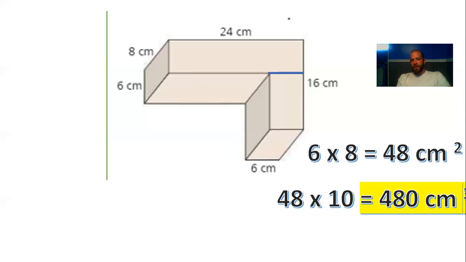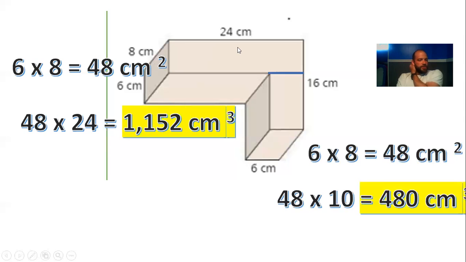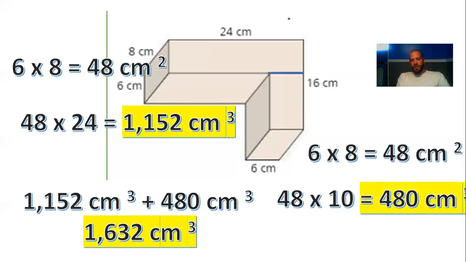So there we go. Now over here, they give us all the numbers we need. 6 by 8 is 48, and then 48 goes up and down 24 centimeters. You multiply those together, we get 1,152. Now we have our two volumes, but to make this one object, we have to add those two sections together. So 1,152 plus 480 is 1,632.